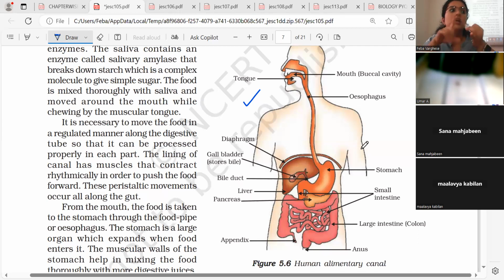Okay, that's done. Now, what about mucus? What's the function of mucus? It protects the inner lining of the stomach. Very good, Sana. You know that HCl is a strong corroding acid, so if it gets exposed to our stomach cells, there are chances for the stomach walls to get corroded. In order to prevent that, there is a mucus lining in our stomach. That's the function of the mucus lining. It helps in protecting the stomach.